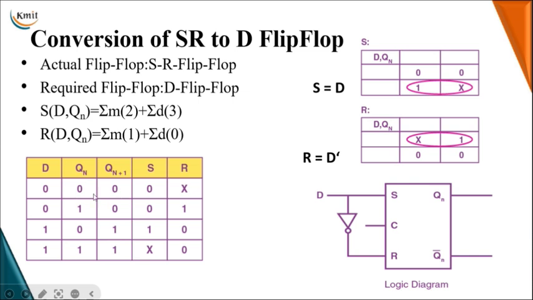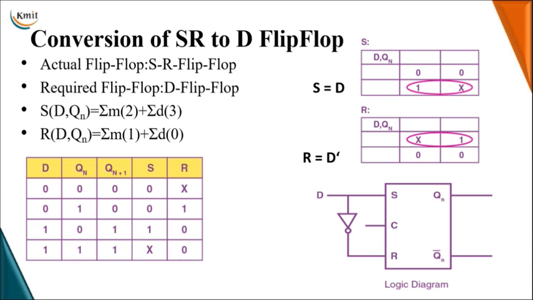Next, based on the state transitions: 0 to 0, SR inputs are 0, don't care. 1 to 0, as it is reset, the reset input is 1 and the set input is 0. If Qn is 0 and the next state is 1, the set input must be 1 and the reset input is 0. 1 to 1, there is no change in the state, so here the S input is don't care and the R input is 0.